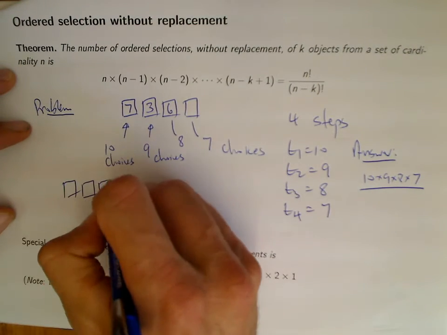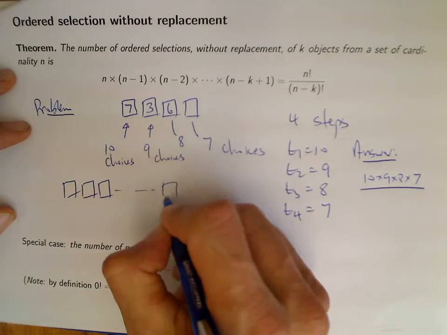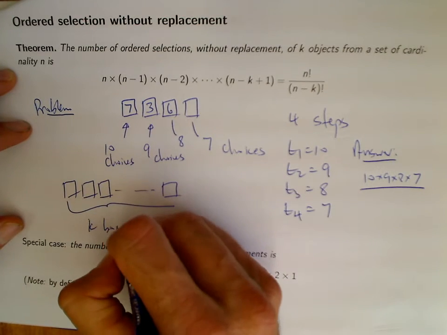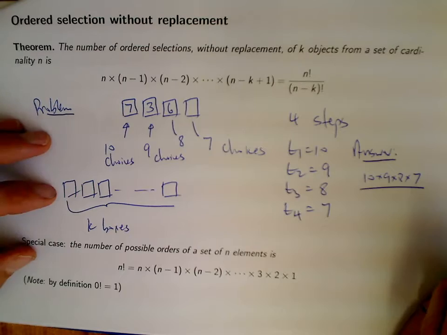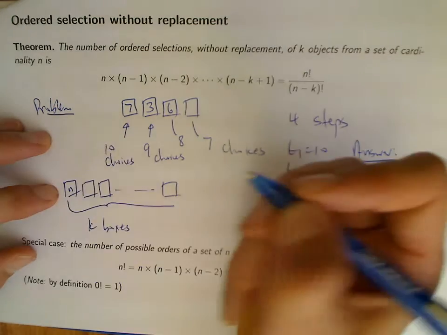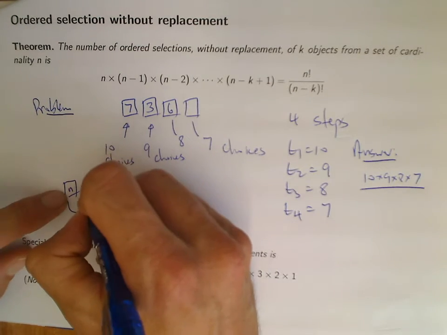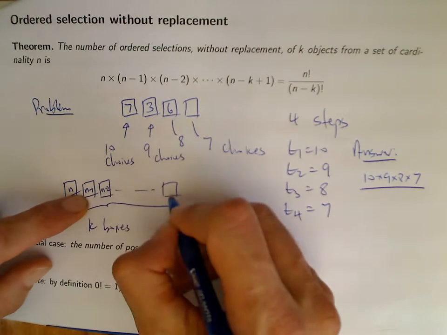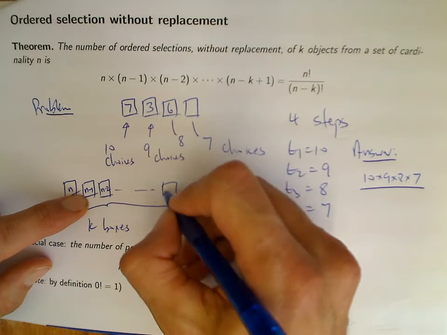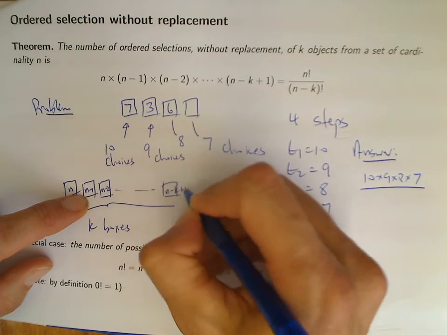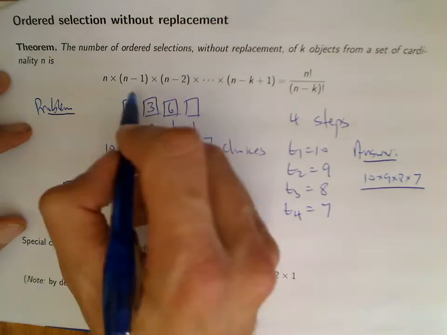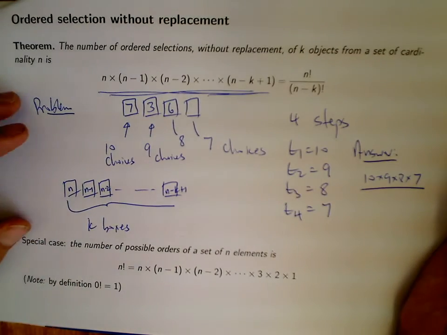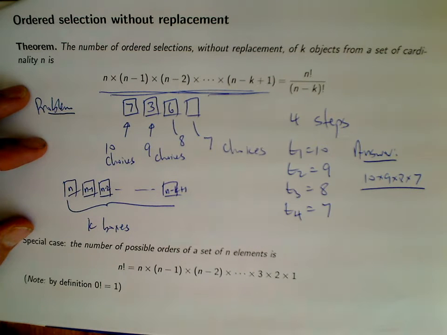We've got our k boxes. This time I'm going to write the number of options in each box. So I've got n options here, and then I've used up 1, so I've just got n minus 1 left here, then n minus 2, and you can check that at the end we've got n minus k plus 1 options left at that last step, and so that gives us this product here as the answer.